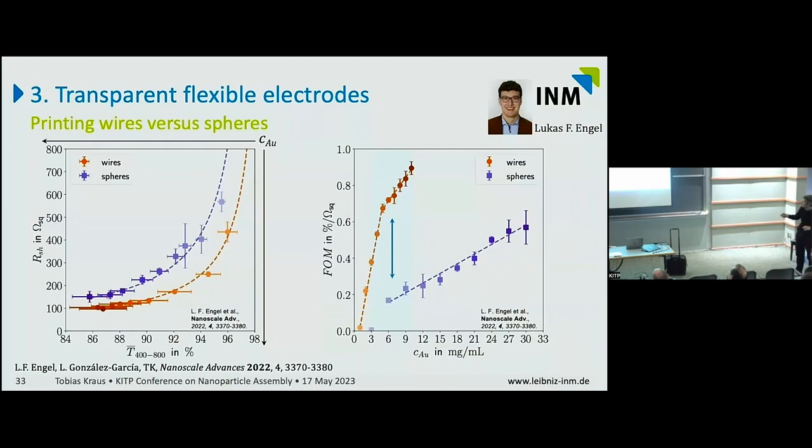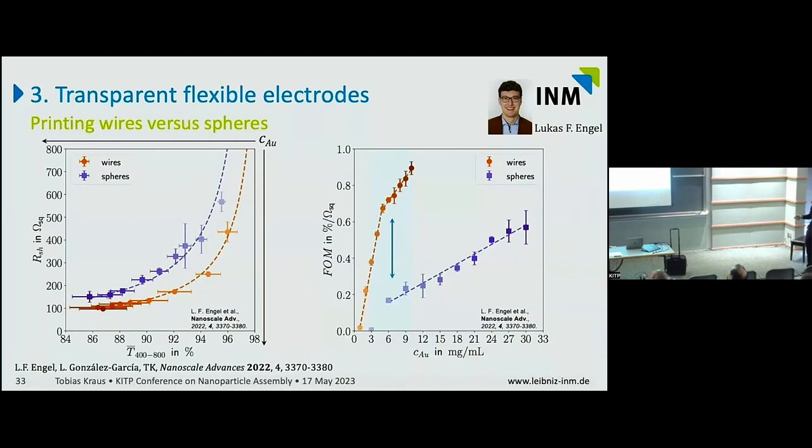It's a bit of a confusing plot. Concentration of gold goes up in that way. This is resistance. This is transmission. Because this is confusing, we just used a figure of merit, which is basically just transmission per resistance.